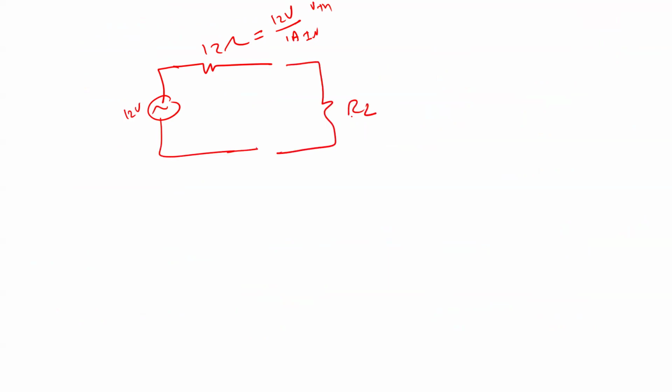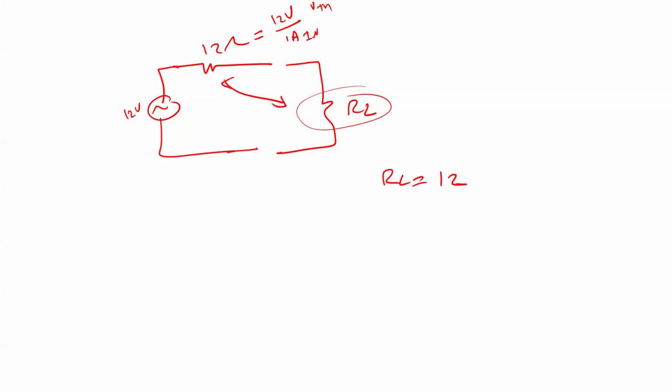Okay? The next question I asked you, what value for RL can maximize the power transfer? For this circuit, if you have a circuit exactly like this one, as I explained in the slide, in order to maximize, RL has to equal 12. So it has to equal this voltage.